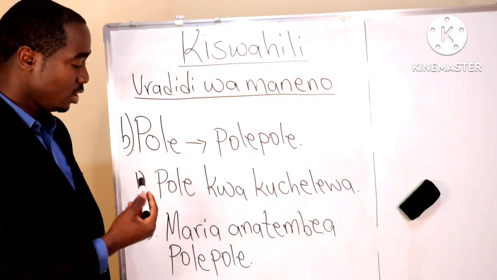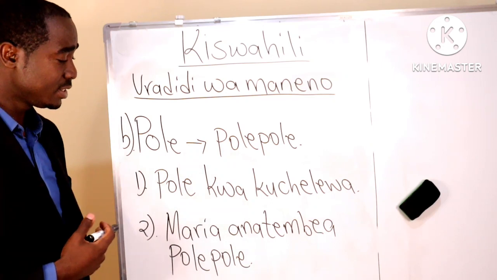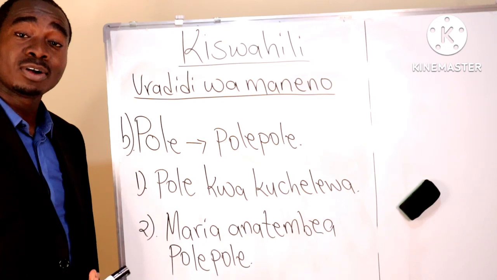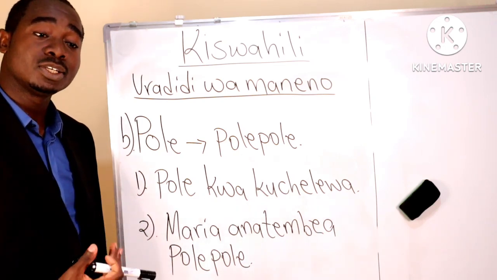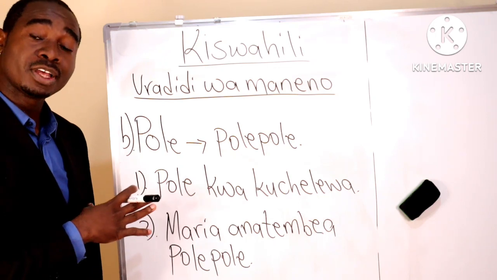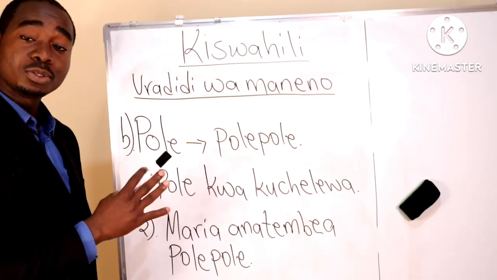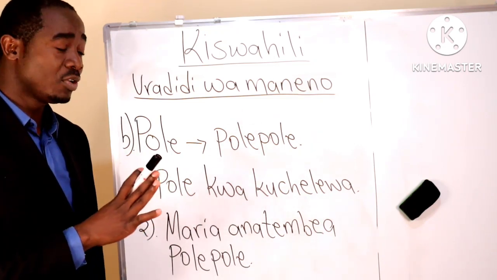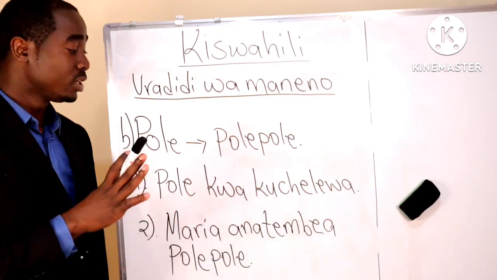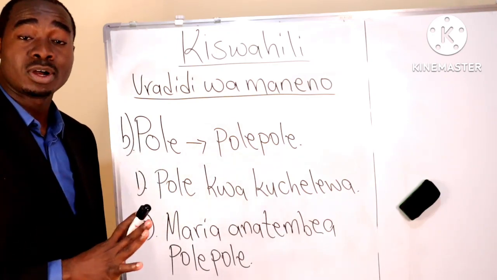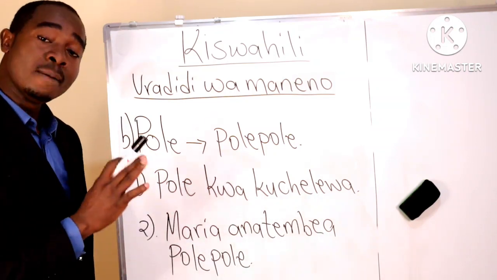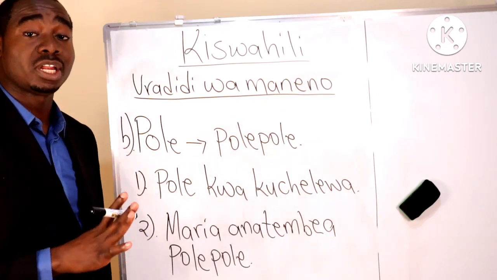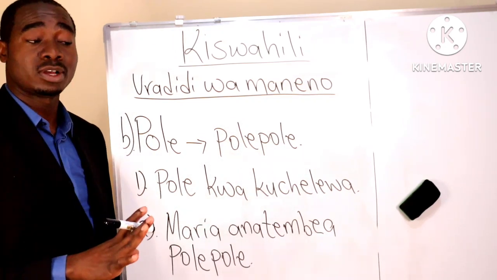Okay, examples in sentences. We have pole kwa kuchelewa. When you enter a classroom late, you can ask for forgiveness by saying pole kwa kuchelewa. Sorry for being late. When you arrive late in a meeting or at work, you can say pole kwa kuchelewa. You can add pole sana, it means you're very sorry. Pole sana kwa kuchelewa. Sawa?